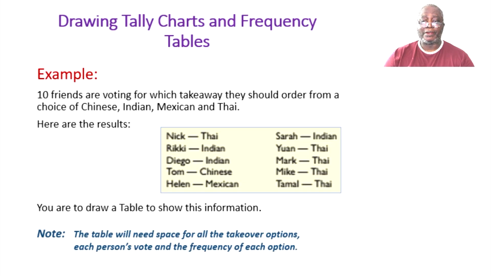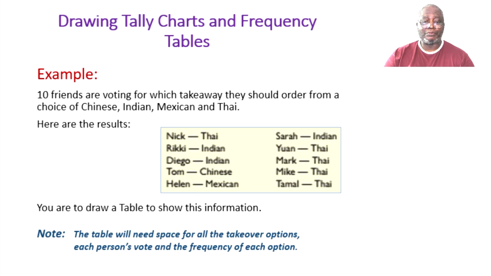Johan, Thai. Mark, Thai. Mike, Thai. Tomal, Thai. As it is, it's very difficult to organize it. And if you use a spreadsheet, you can sort them out on the basis of their choices, but that is a little bit awkward. So if you want to do a sensible thing, then you draw up a tally chart of that. How would you do it?